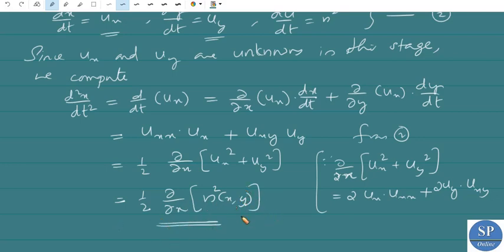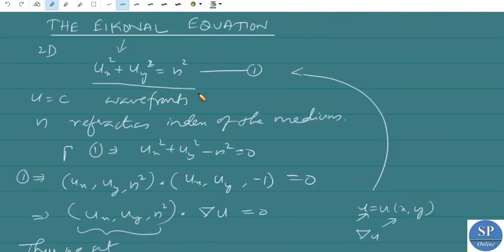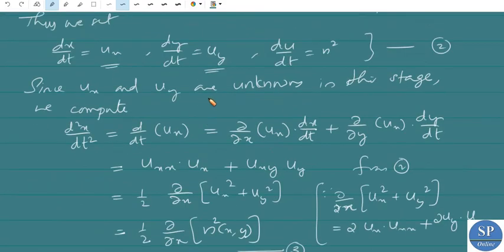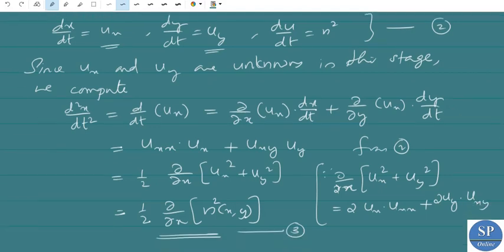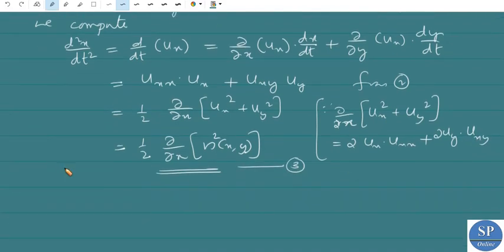Okay, now we can write this as number 3, from the equation ux² + uy² equal to n². In a similar way we can verify that d²y/dt² is equal to 1/2 into ∂/∂y of (ux² + uy²), sorry, 1/2 into ∂/∂y of n²(x, y). It can be like this.